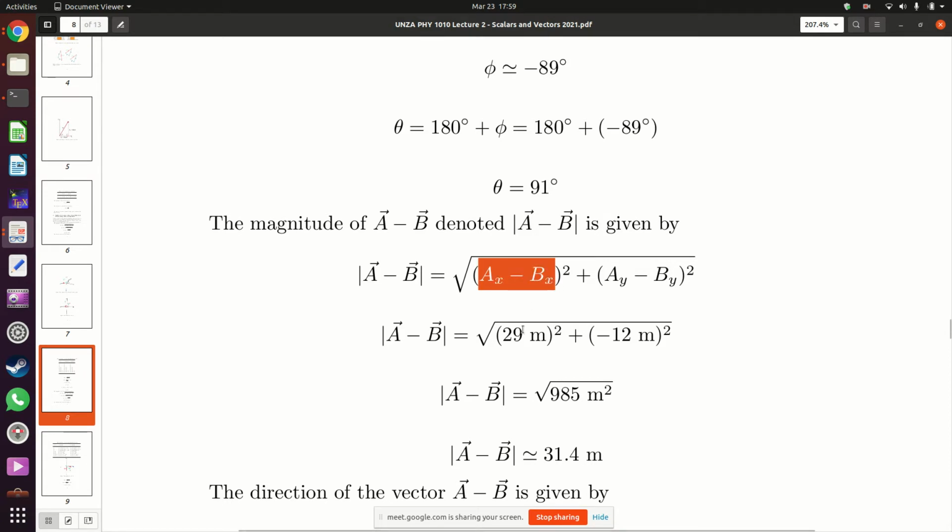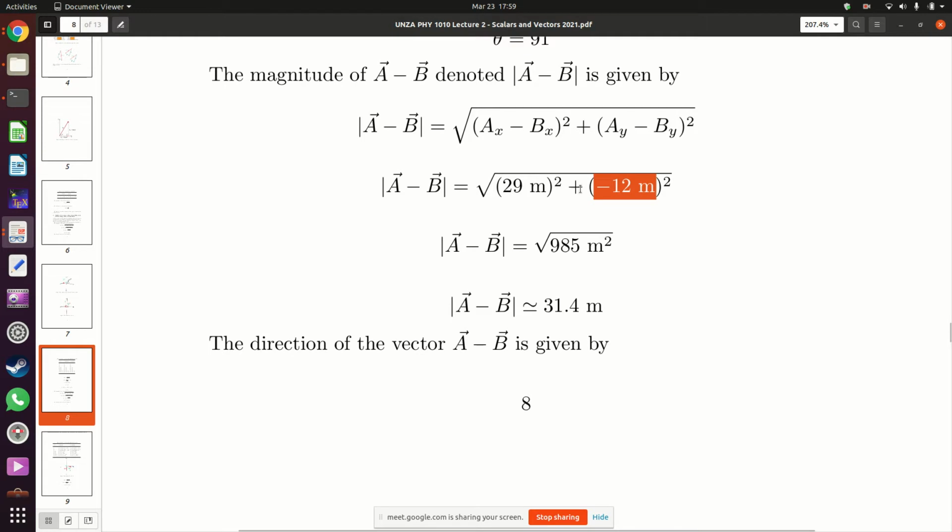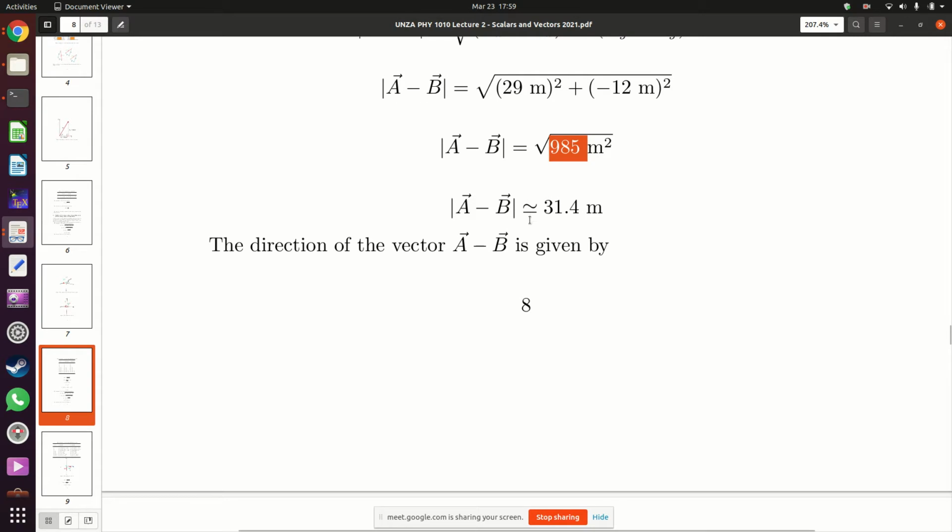The x part is 29 meters squared plus ay minus by squared. So this bit is the 29 meters you're seeing here. Then the other one, ay minus by, is the minus 12 meters you are seeing there. We square this: 12 meters squared plus minus 12 meters, 29 meters squared, then brackets minus 12 meters squared, you end up with 589. Then you square root this, you end up with basically a magnitude of approximately 31.4 meters. So A minus B has a magnitude of 31.4 meters.